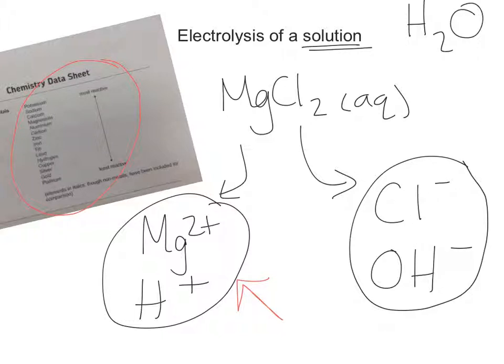What you need to do is have a look for magnesium and have a look for hydrogen. The one that is the least reactive is going to go to the negative electrode. So in this example, it's the hydrogen. Magnesium will remain in solution. So hydrogen ions go to the negative electrode.